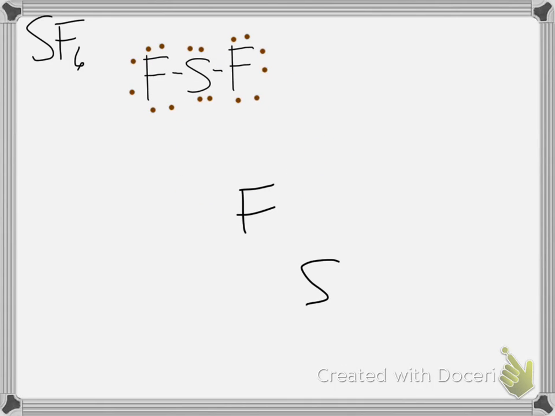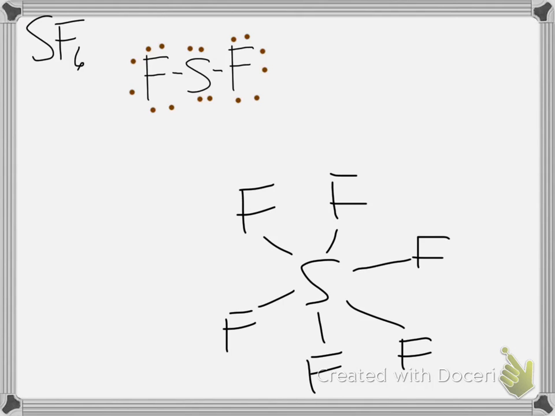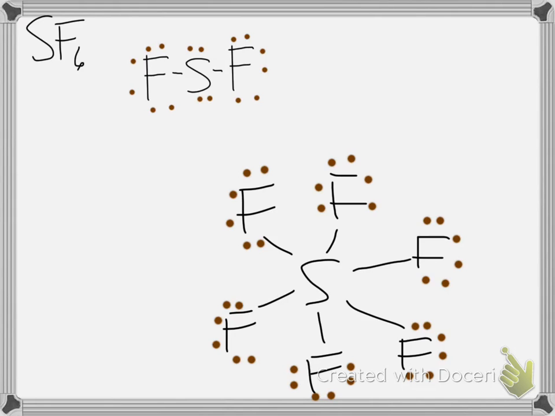We get S, F, F, F, F, F, F, 1, 2, 3, 4, 5, 6, and bonds all around the sulfur. That's utter madness. That's not possible. Count your octets for that.